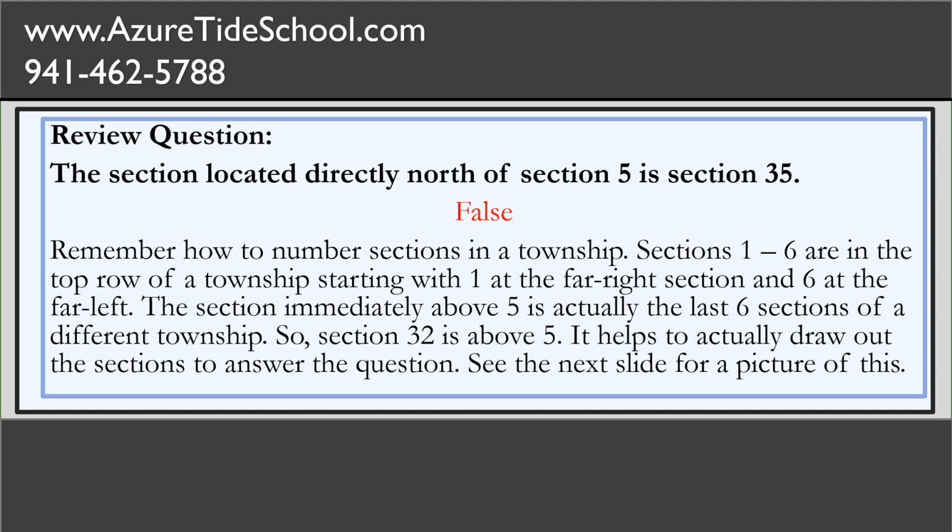False. Remember how to number sections in a township. Sections 1 through 6 are in the top row of a township, starting with 1 at the far right section and 6 at the far left. The section immediately above 5 is actually in the last row of sections of a different township. So section 32 is above 5. It helps to actually draw out the sections to answer the question. See the next slide for a picture of this.